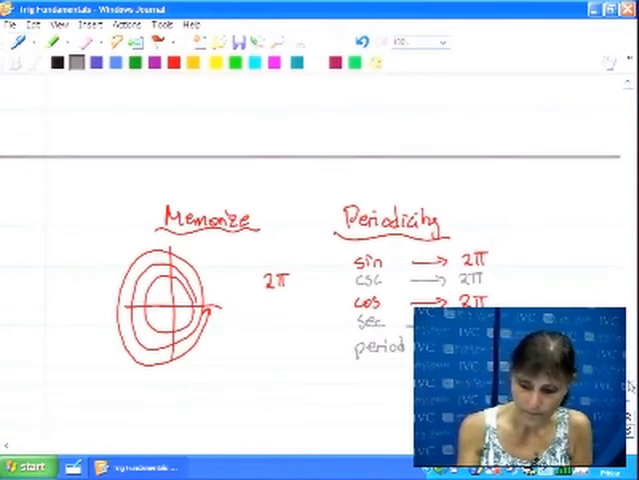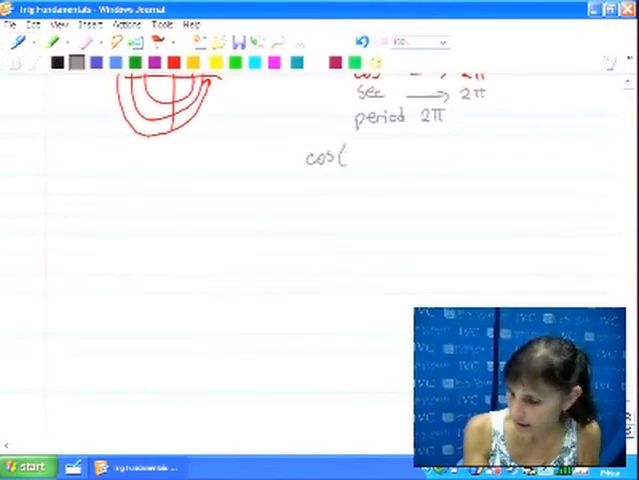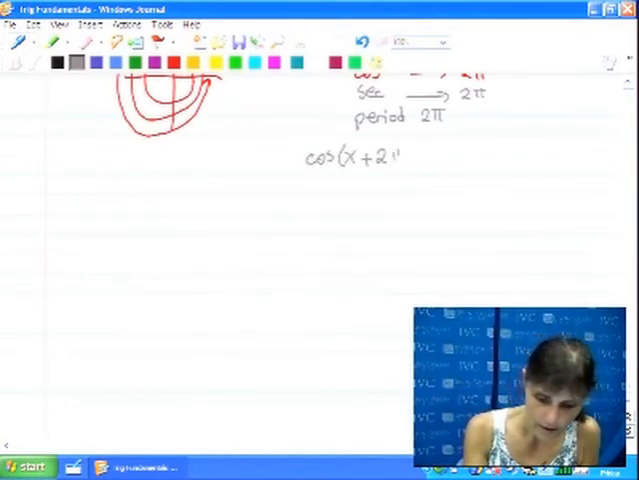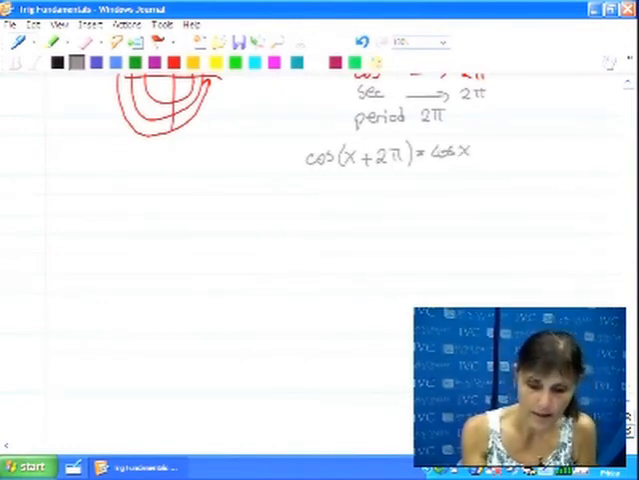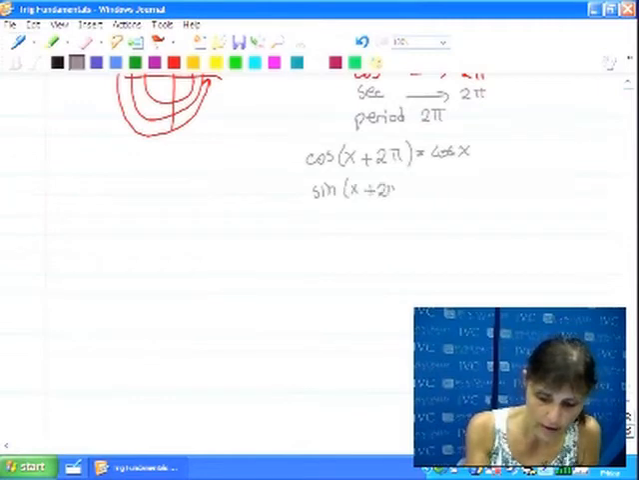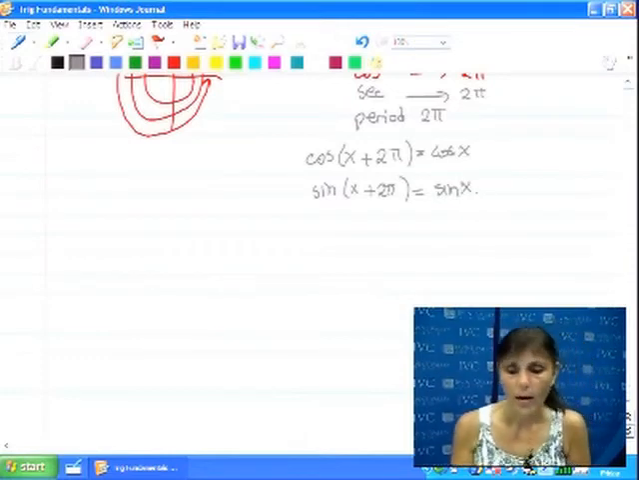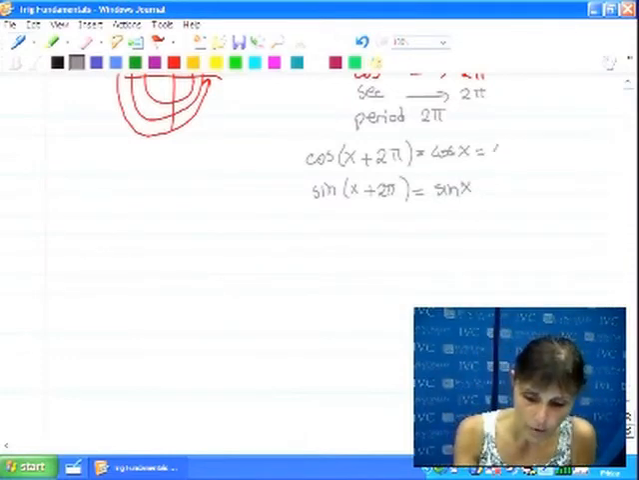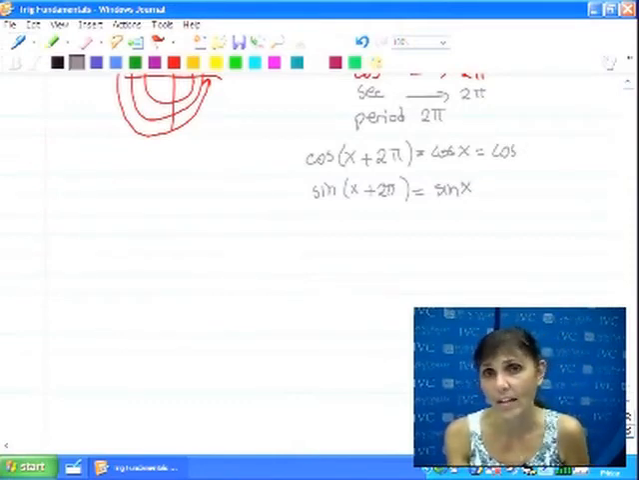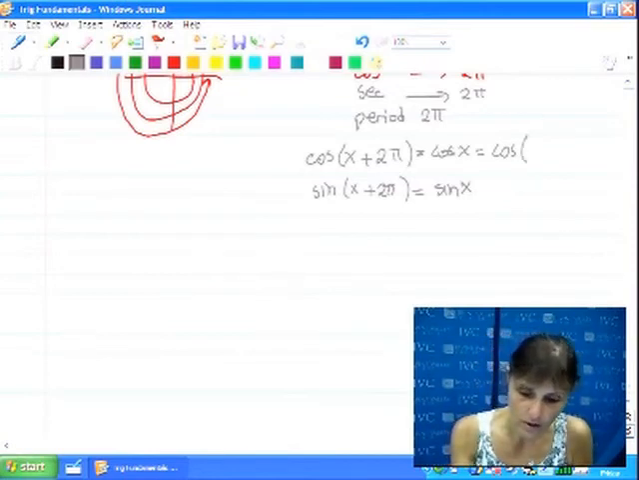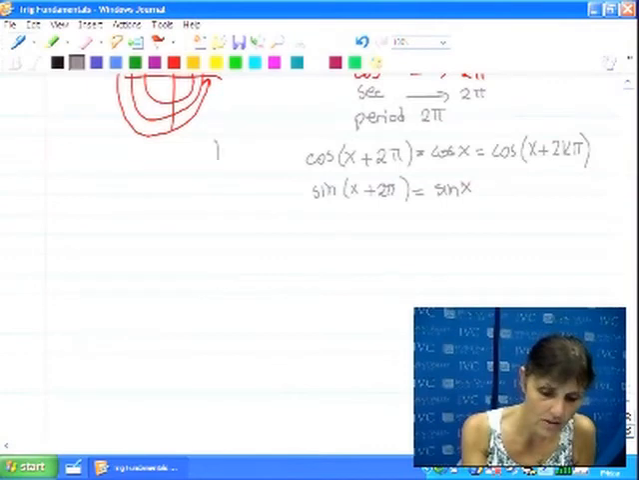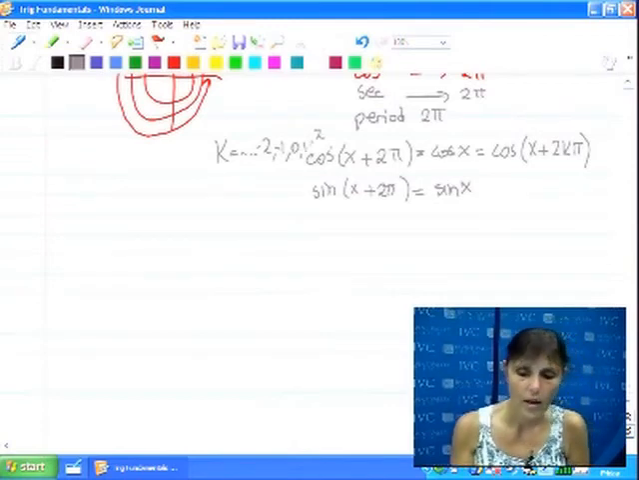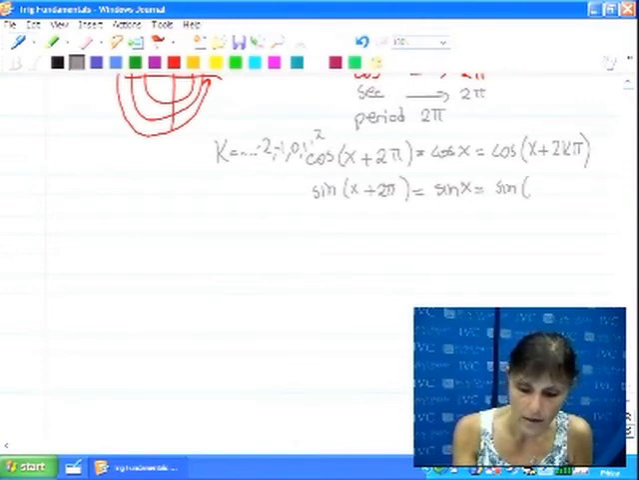How do you write that? You write cosine of x plus 2 pi is the same as cosine x. Sine of x plus 2 pi is the same as sine x. You can even put that more generally. You don't have to add just 2 pi; you can add multiples of 2 pi. So you can write cosine of x plus 2k pi, k being an integer, is going to be cosine x. K is an integer, like -2, -1, 0, 1, 2. And that is also true for sine of x plus 2k pi. You can use this to your advantage.